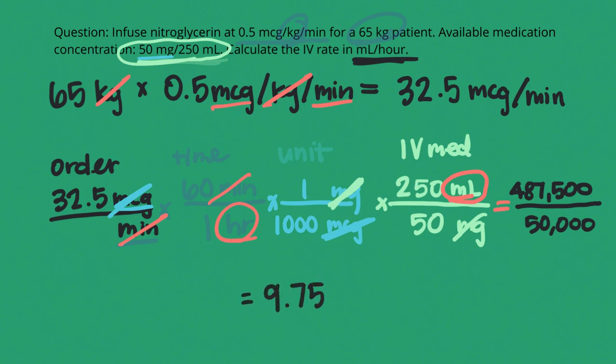Now, some pumps, some institutions will have you run your rate at this 100th. In other places, they do have you round to the 10th place. If you would like to learn to do that, I have a video on rounding. But if you do need to round to the 10th, you would put 9.8 because the 7 has a 5 to the right. You round up if you're rounding to the nearest 10th place, and that would be 9.8 milliliters per hour if it's rounded to the 10th place.